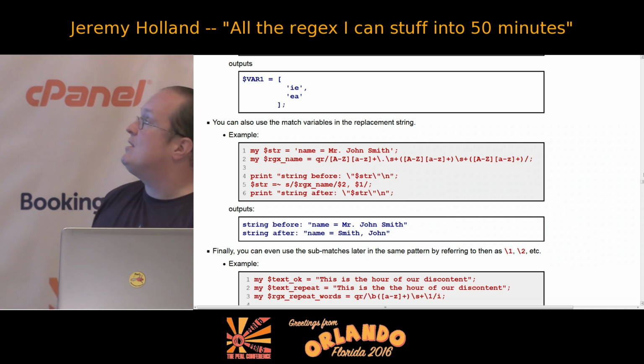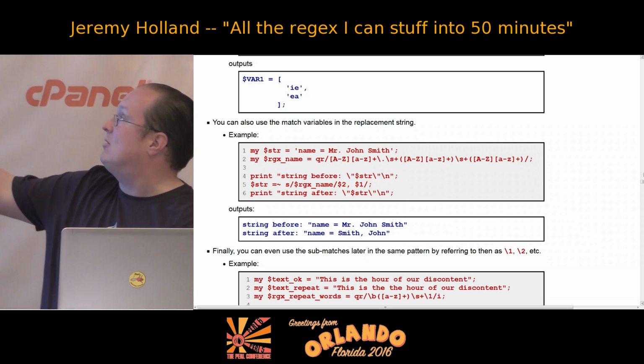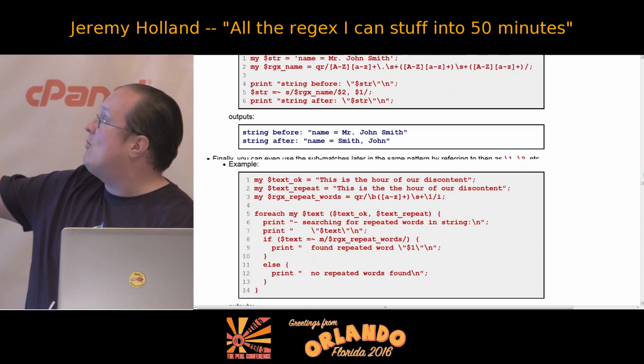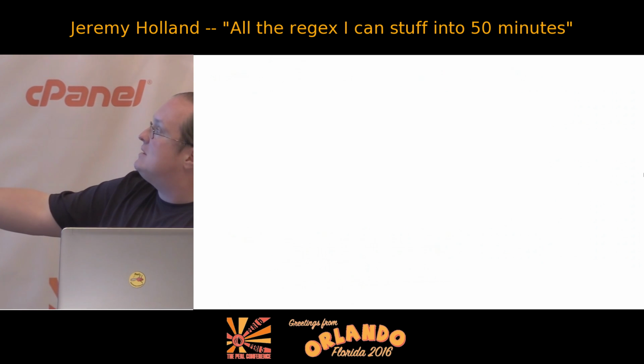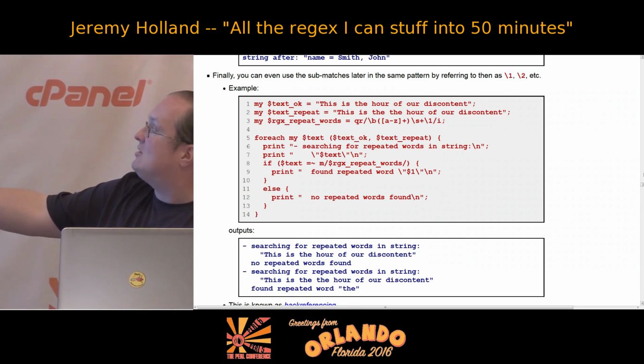You can even use those submatches later in the same pattern, referring to them as backslash 1, backslash 2, like that. So if you're looking in your text for repeated words, you can look for a word boundary, some letters, one or more spaces, and then the contents of that first subpattern.